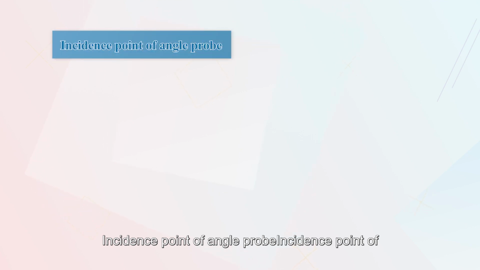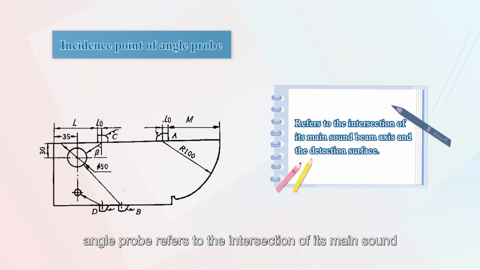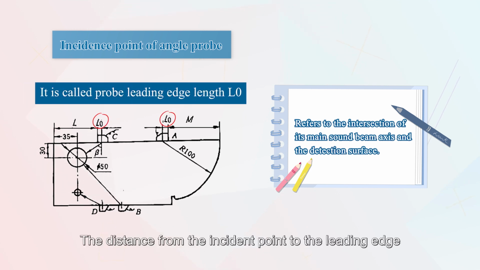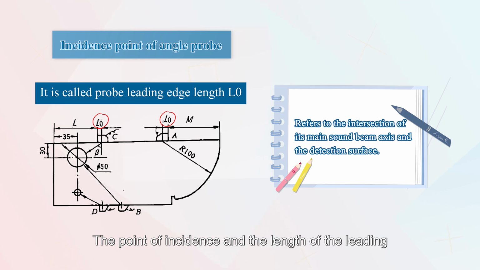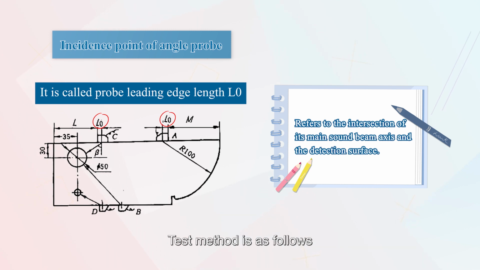Incident point of the oblique probe. The incident point of the oblique probe refers to the intersection of its main sound beam axis and the detection surface. The distance from the incident point to the leading edge of the probe is called the probe leading edge length, L0. The incident point and the leading edge length of the probe are determined to facilitate the positioning of defects and the determination of the K value of the probe. The test method is as follows.